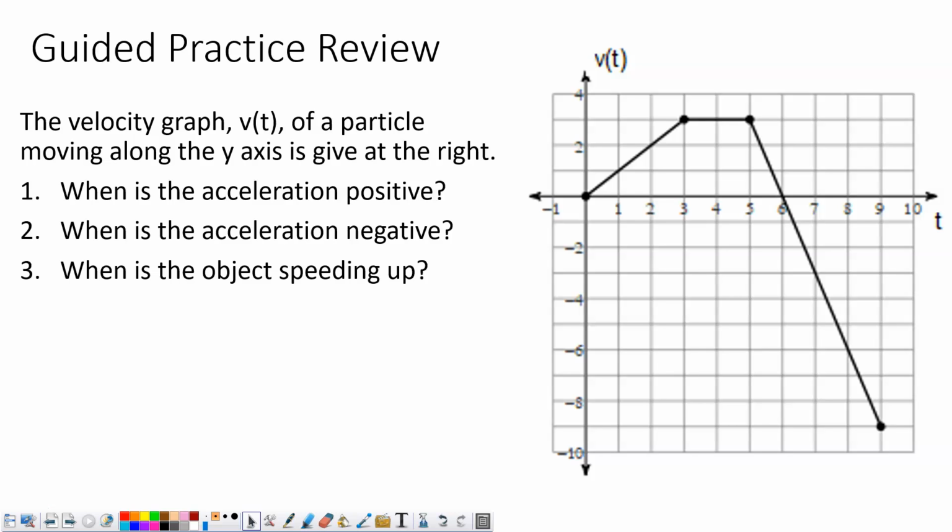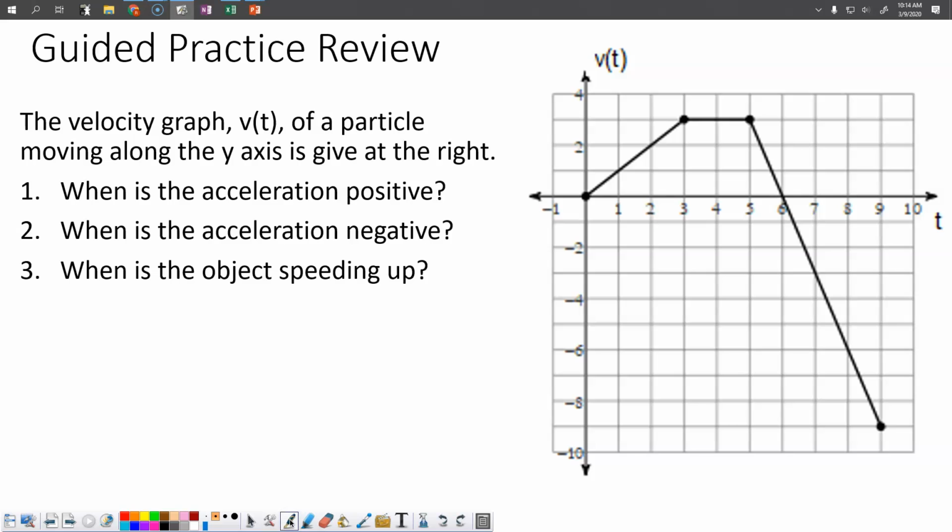So now the question is asking us, when is the object speeding up? You need to find out when the velocity and acceleration are both positive, or when they are both negative, because both of those situations are whenever your particle is speeding up. So ponder for a minute. I'm going to use my cards to call on you.